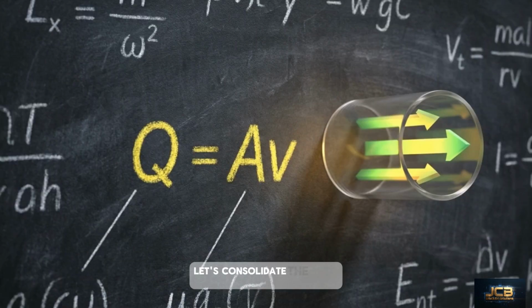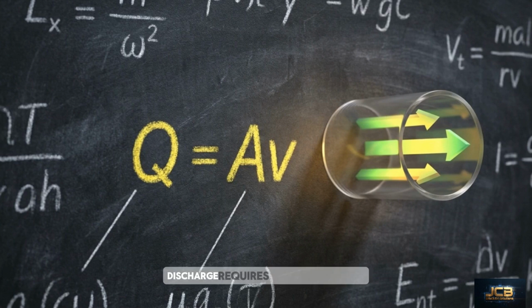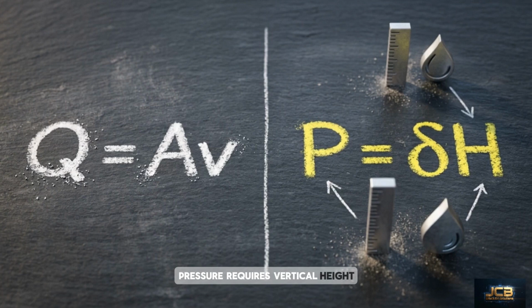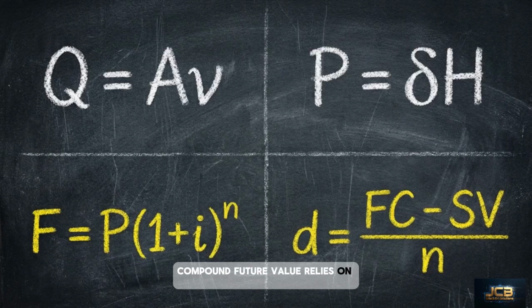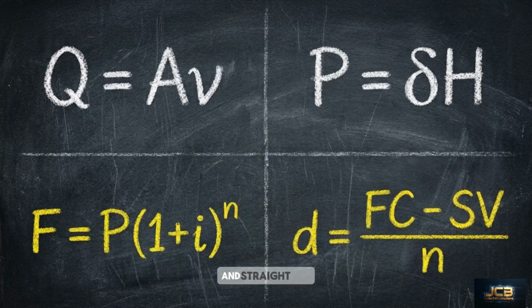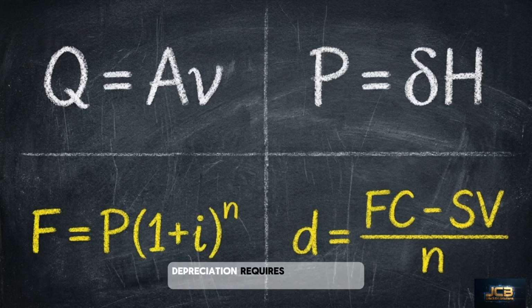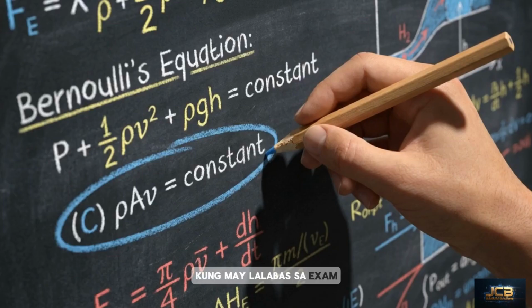Let's consolidate the core mathematical framework we derived today. Discharge requires area and velocity. Pressure requires vertical height and a conversion factor. Compound future value relies on exponential periods, and straight-line depreciation requires isolating the annual charge first. Kung may lalabas sa exam, malaking chance nandito sa tatlong ito.